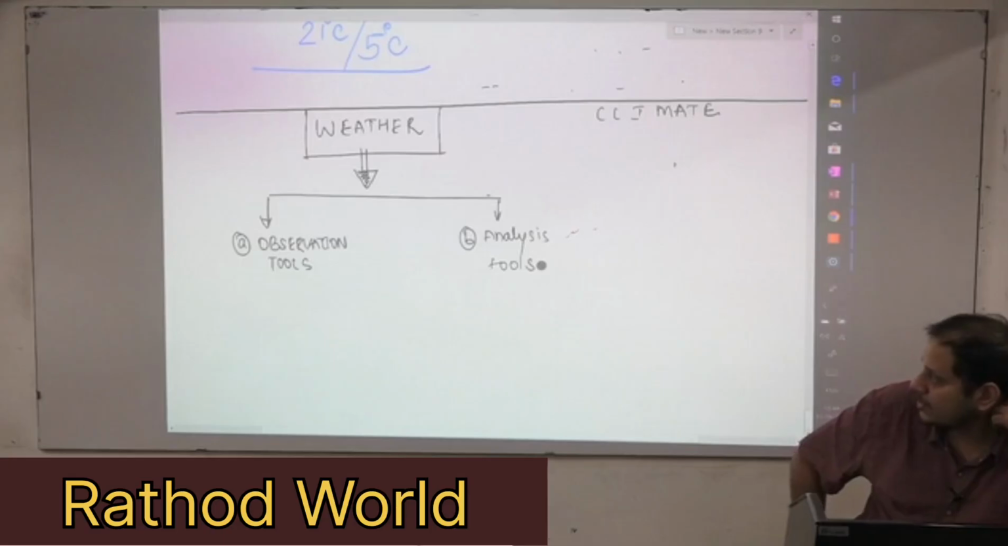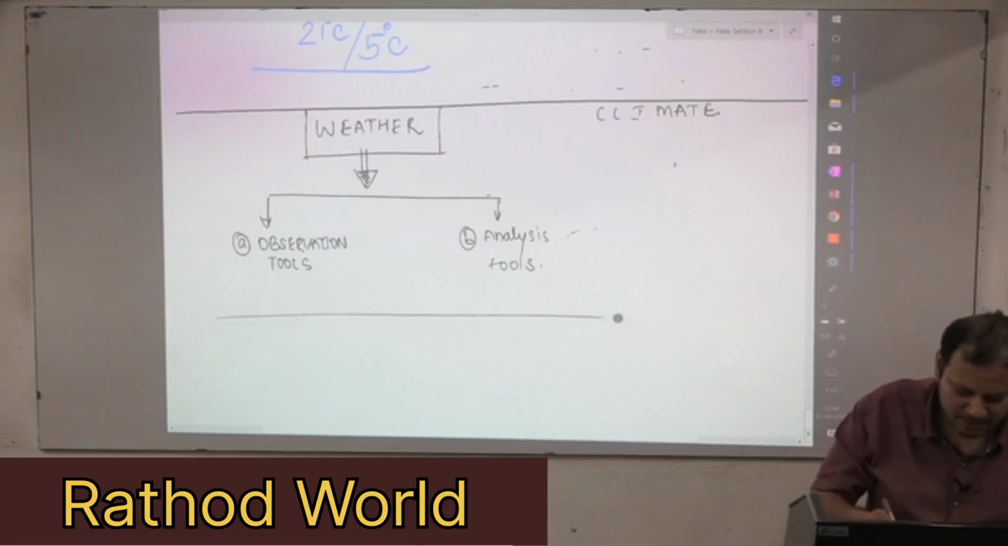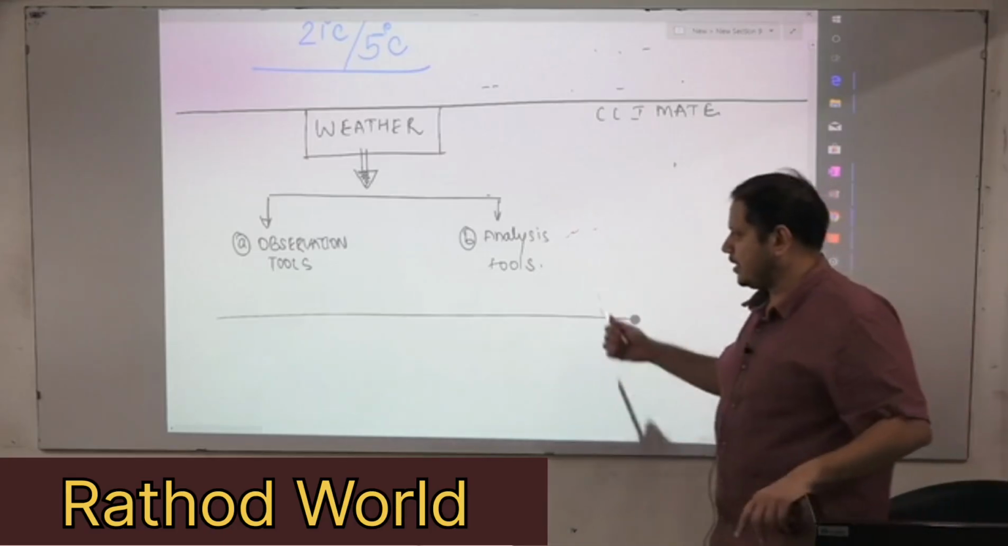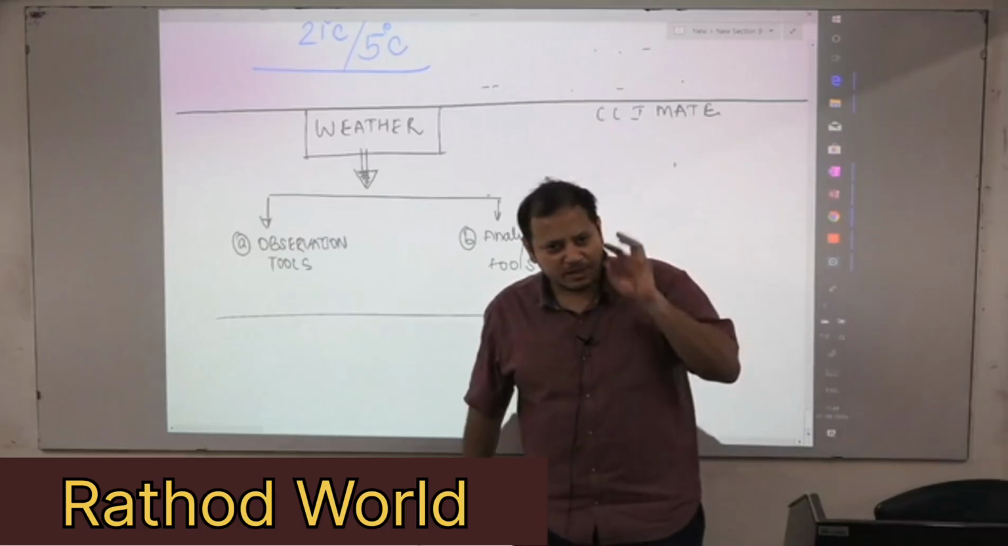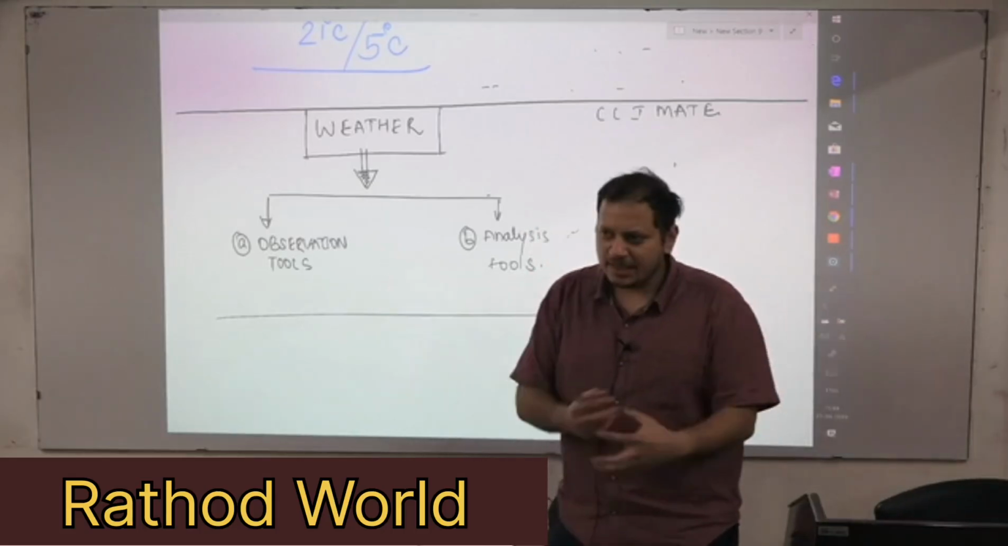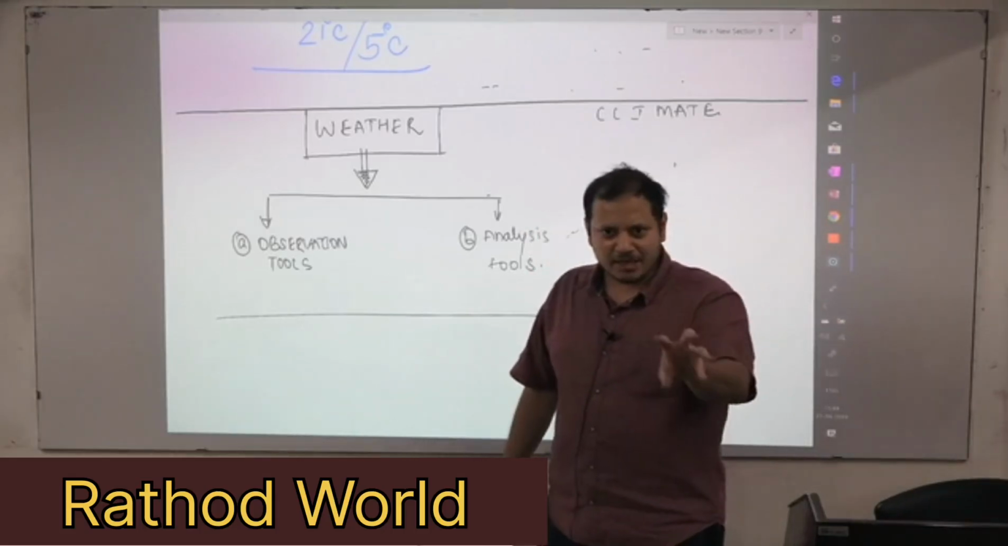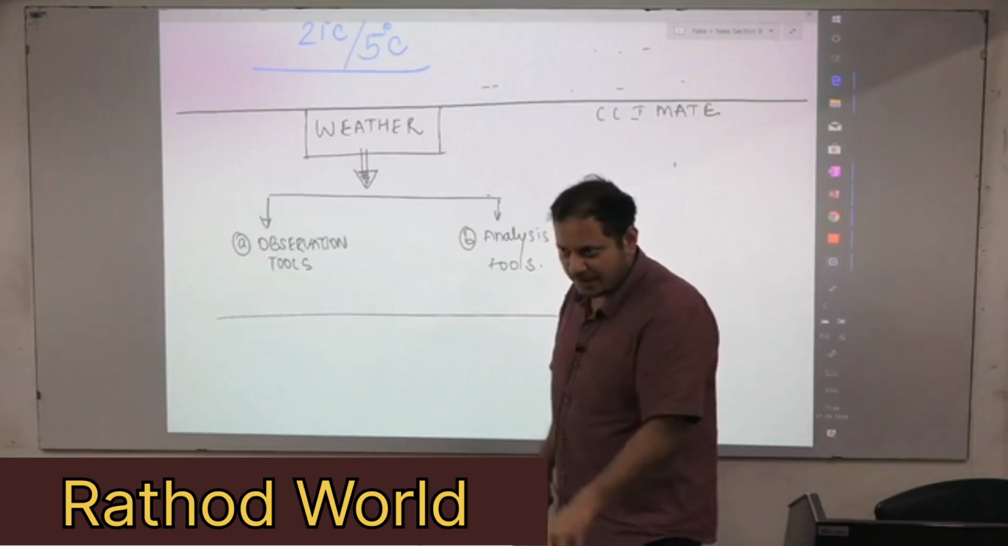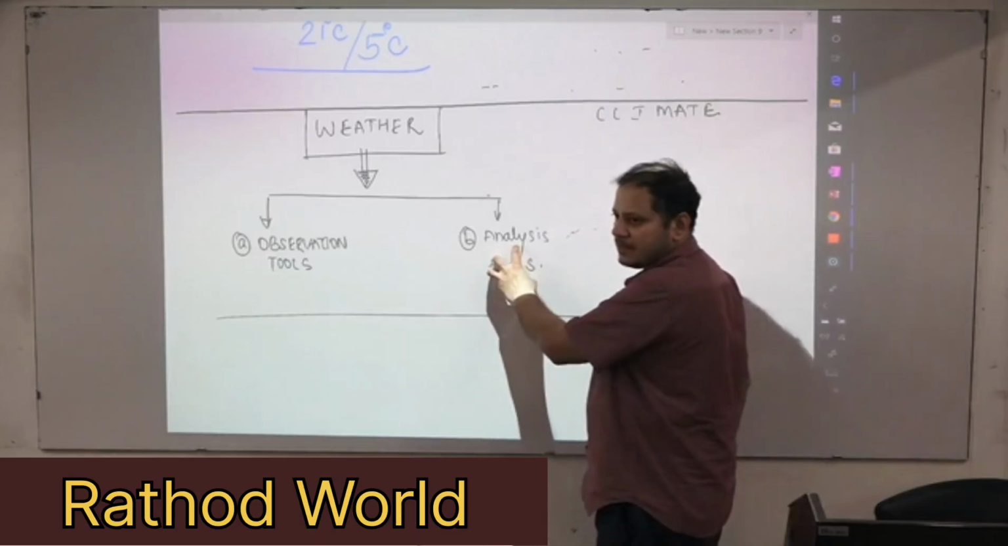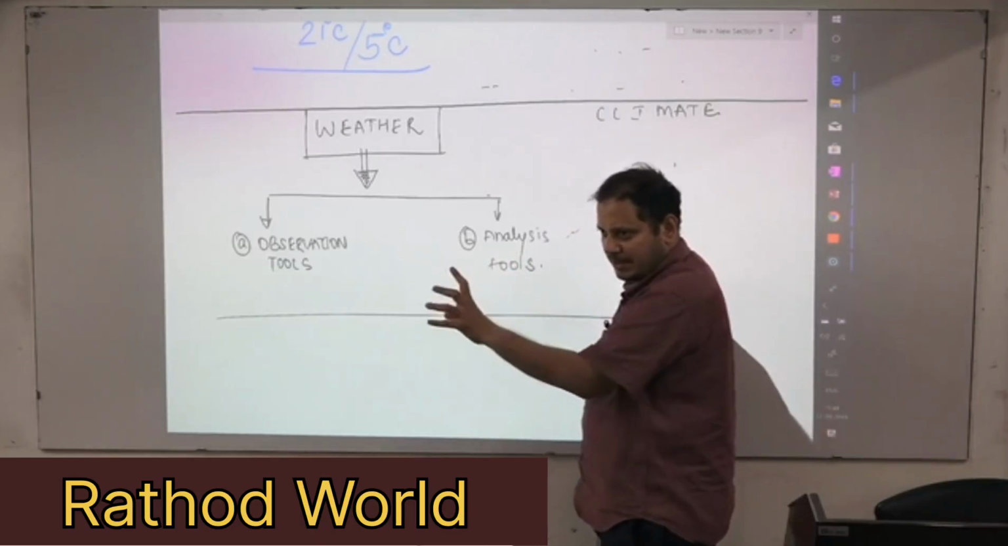Observation tools means one with which you observe the daily phenomena, and one with which you do the analysis. When you build up the analysis tool, integrate the analysis tools and ultimately come to a conclusion for 25-30 years, that we will call climate. Understanding?